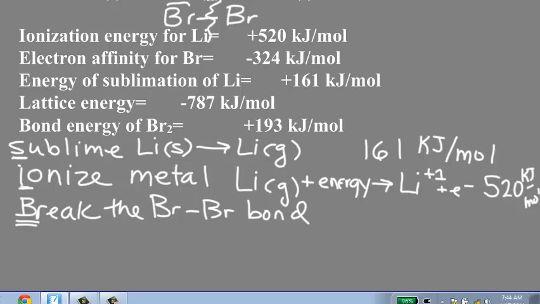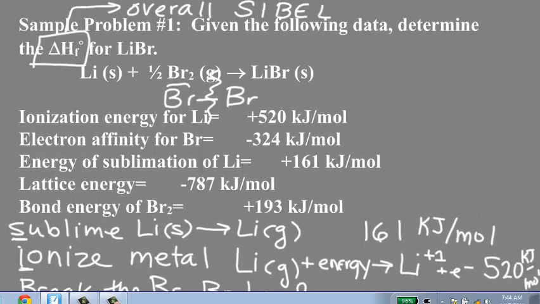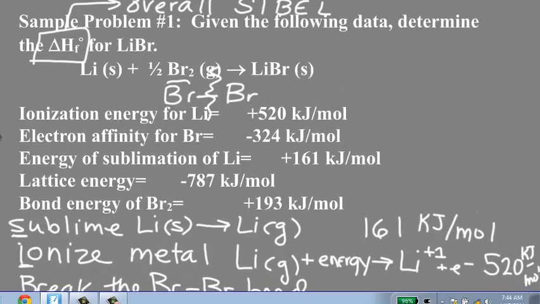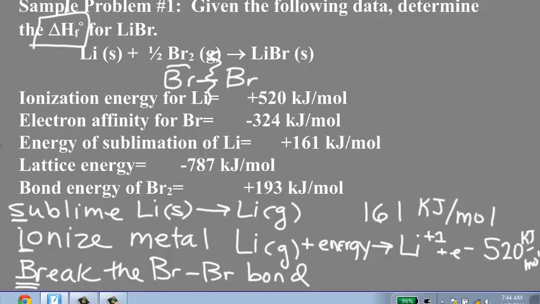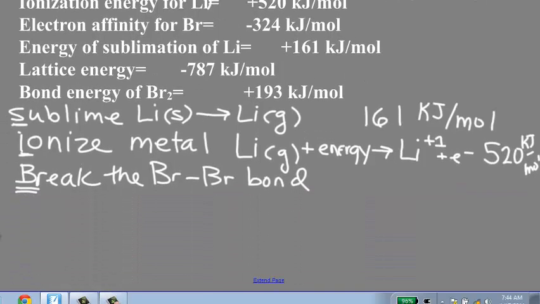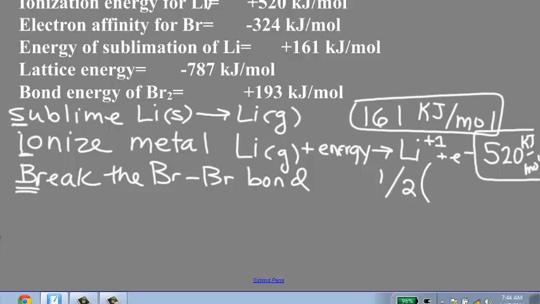The bond energy of Br2 is 193 kilojoules per mole, but we only have half a mole, right? So we're going to take 1/2 times that number, 1/2 times 193. This makes it look like it's negative 520. It isn't. 1/2 times, what was it? Where's the bond energy? 193. Whatever that value is.